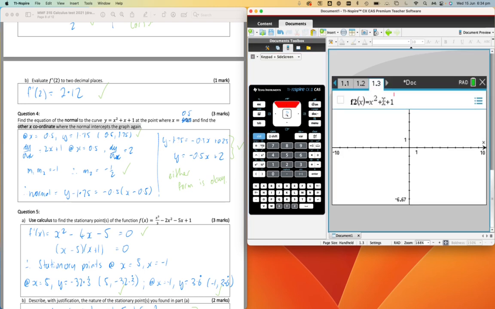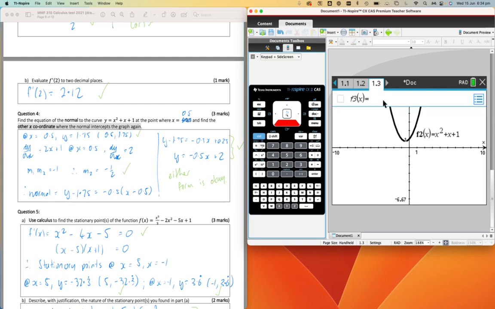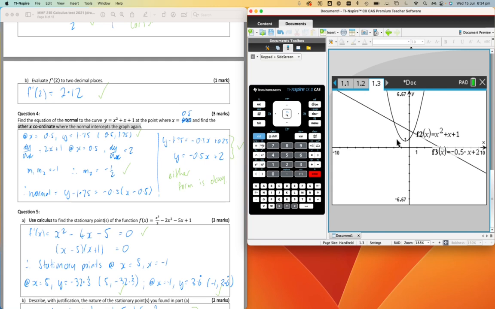and I can turn on f2 of x like so. So I press the, I think it's the left arrow. It's either the left or the right. I try the right arrow. Yeah, and that turns on that function there. And then I can go down to f3 of x, and I can make it basically the normal that we worked out. So it's minus 0.5x plus 2, return. There's x equals a half, that one there by the looks of it. So this must be the other one.